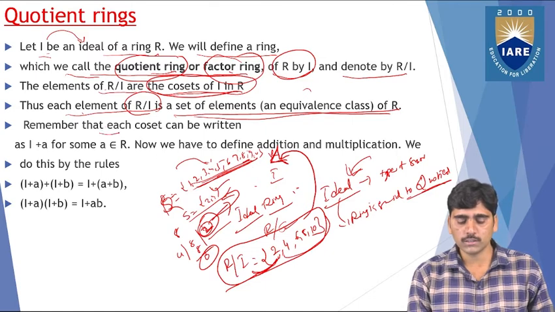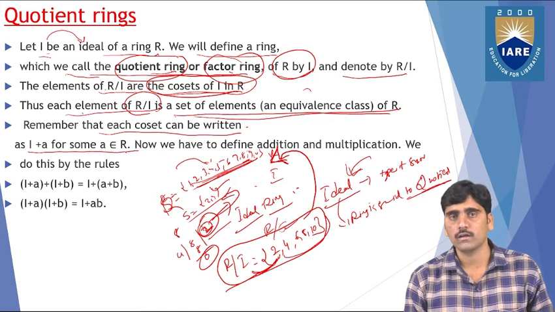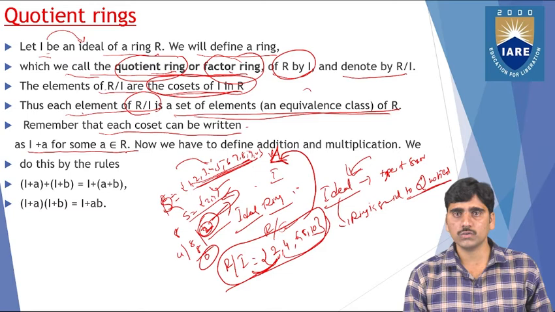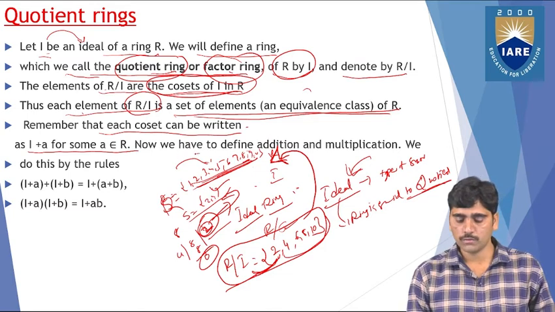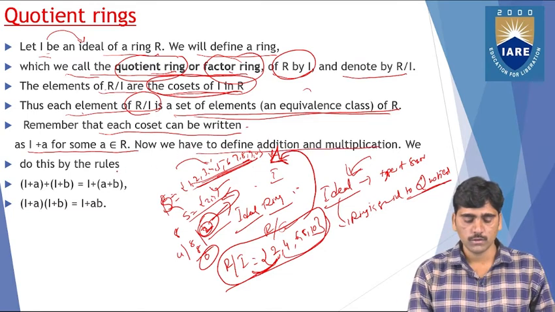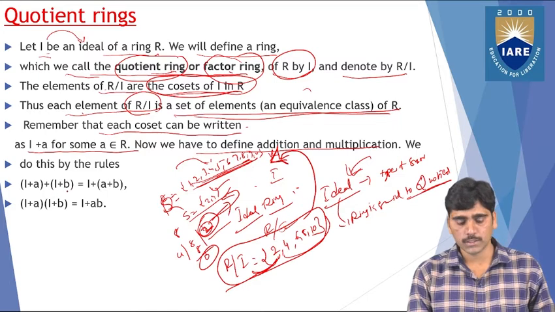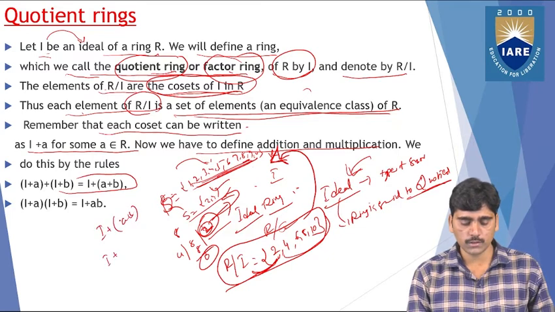So remember that each coset can be written this way: I plus a for some a belongs to R. So we have to define the addition and multiplication law. I plus a plus I plus b equals I plus (a plus b). You can elaborate it as a plus I plus a plus I plus b. Right?